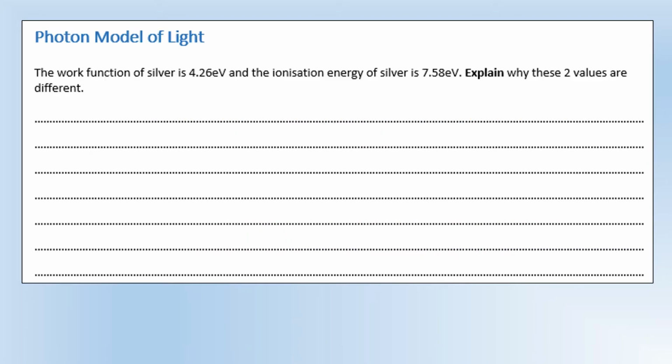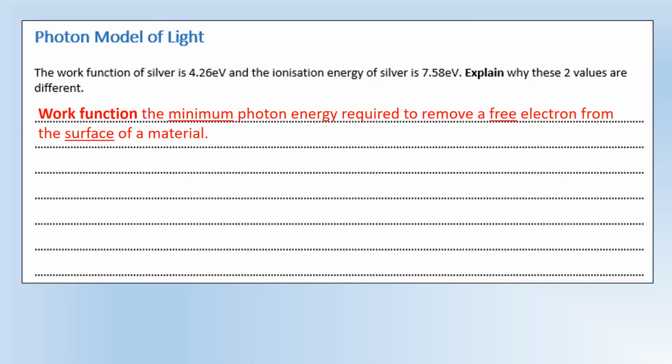Okay. So moving on to a bit more of the photon model of light. Silver has 2 quoted values. It has a work function, 4.26 eV, and an ionization energy, 7.58 eV. Both of these are energies to remove an electron from it. So why do they have 2 different values? Because surely you'd imagine it should take the same amount of energy every time, right? No. So let's first define what the 2 things are.